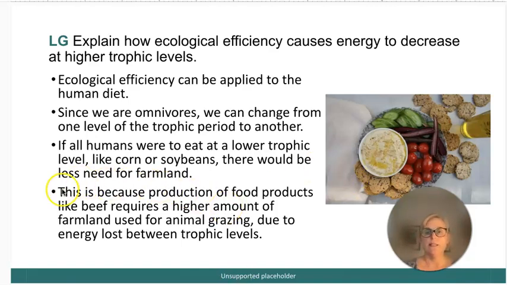And you can see again this next explanation right here. Food products like beef require a higher amount of farmland used for animal grazing due to energy lost between trophic levels.